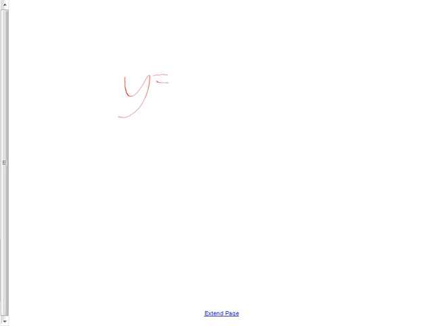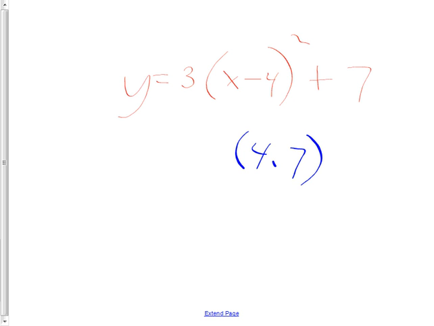Let's shift back to this. What if it's y equals 3 times (x minus 4) squared plus 7? They could ask you a very simple question. What is the vertex? You see it? It should just jump right out at you. What is it? Come on. 4 comma 7 is correct.